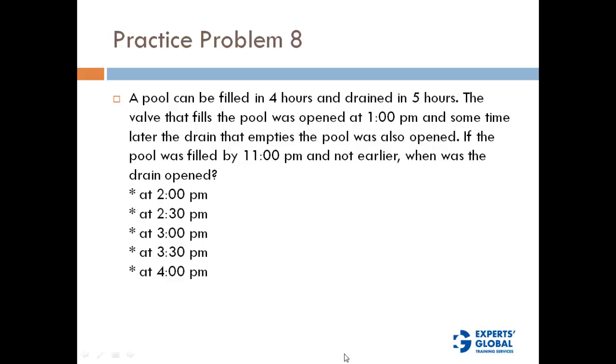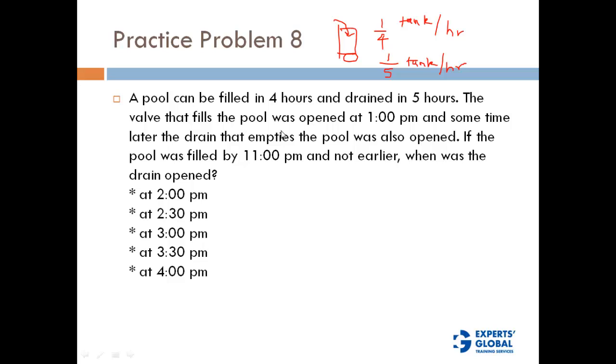So now see if you can solve this particular problem. A pool can be filled in 4 hours and drained in 5 hours. That means there is one tap that fills the tank at 1/4 tank per hour, and there is a hole in the tank that drains the tank at 1/5 per hour. This is the rate, right?